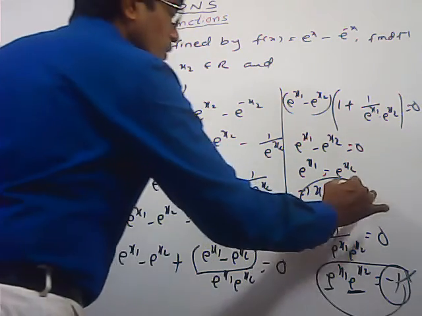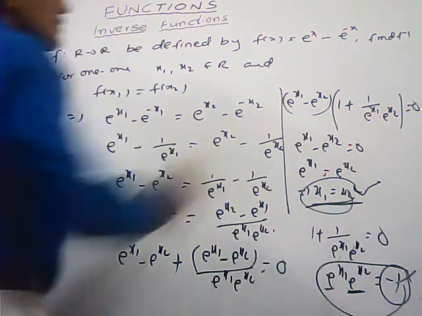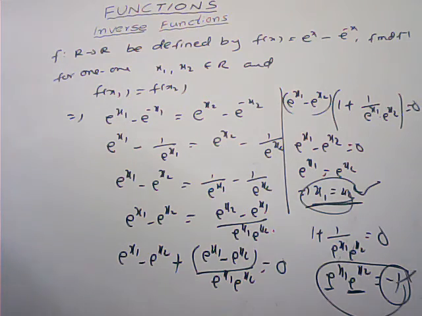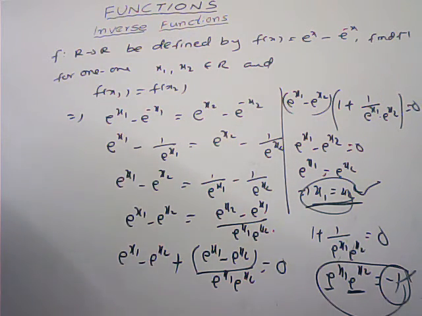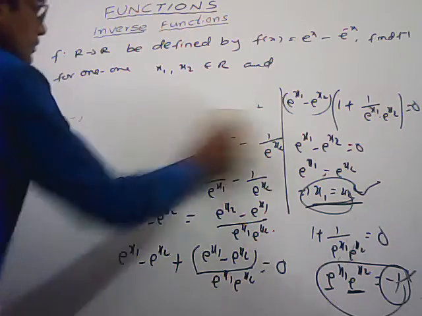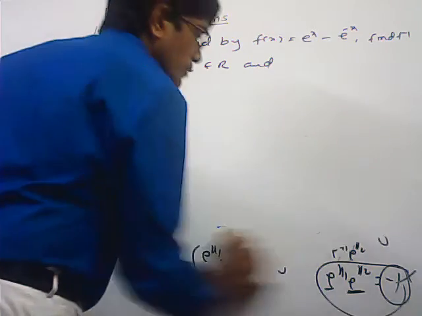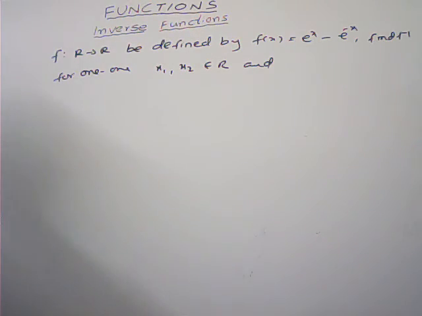So here we got only one real solution, that is x1 is equal to x2. f of x1 equals f of x2 implies x1 equals x2. Therefore the given function is a one-one function. Now we can see the onto function also. We can check the onto also.